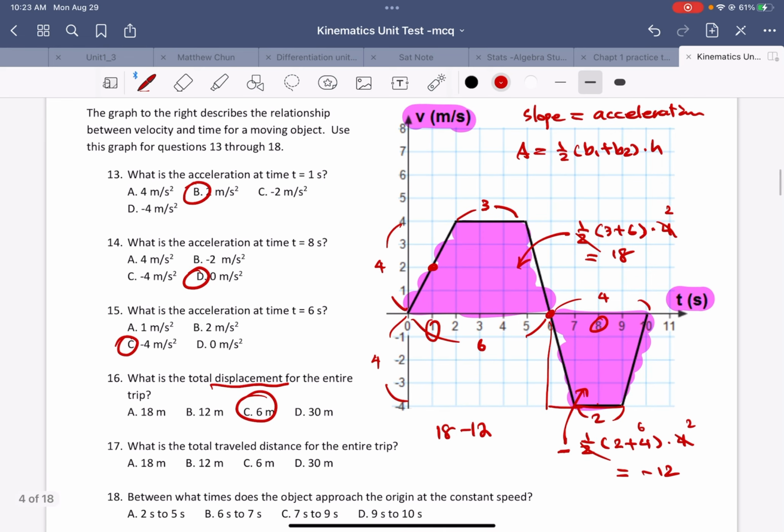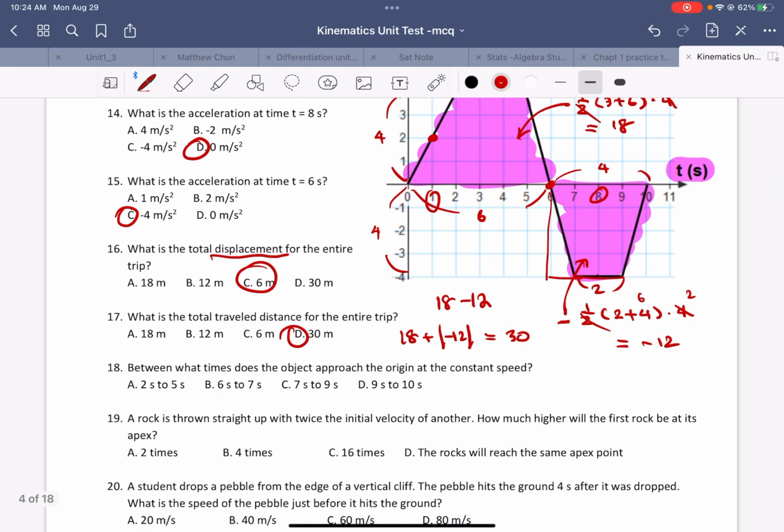Number 17, what is the total distance traveled? Total distance traveled means you always make each displacement positive. So this one is positive 18 and this is also positive 12. So total distance traveled is 18 plus 12, which is 30. 30 meters is the total distance traveled.